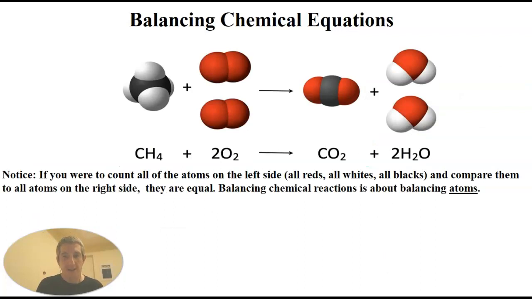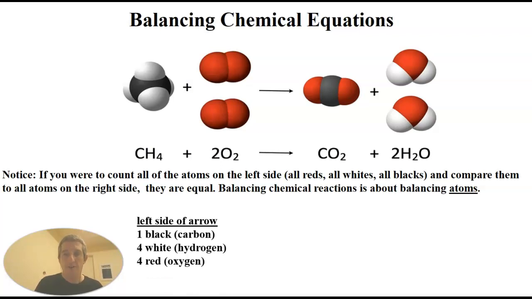And so when you're looking at this already balanced chemical reaction, you take inventory. On the left-hand side, you have 1 black carbon. You have 4 white hydrogens, 4 red oxygens. And again, you can just count those up, but you can see it here as well. There's the 1 carbon, there's the 4 hydrogens, and there's the 2 times 2 red oxygens. And on the other side, it is equal because it is balanced.